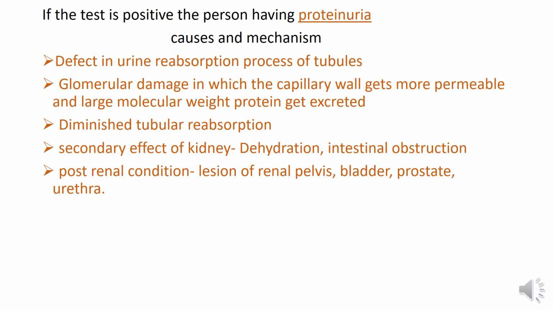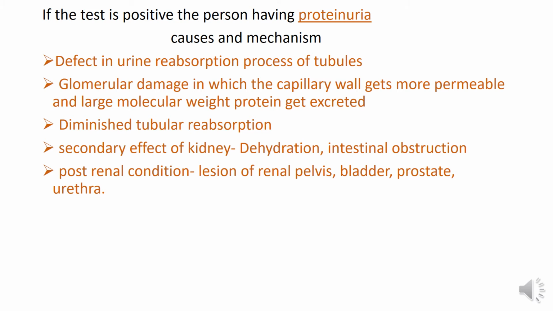If the test is positive, the person has proteinuria because of a defect in the urine reabsorption process of the tubules, or glomerular damage in which the capillary gets more permeable and large molecular weight protein gets excreted through the permeable wall. Glomerular proteinuria occurs in glomerulonephritis, hypertension and lipid nephrosis.